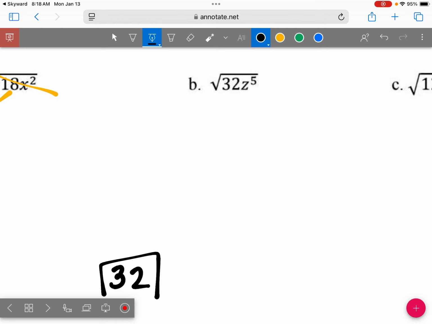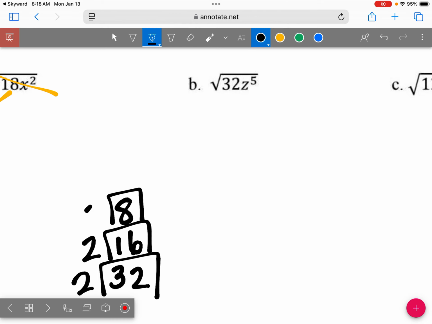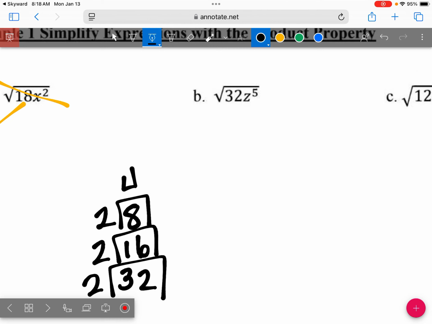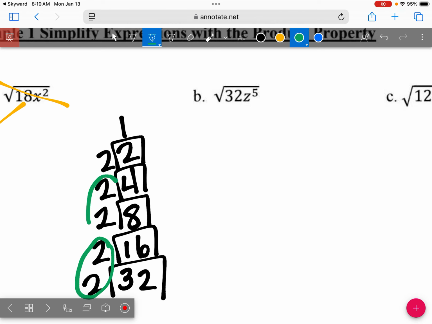So let's review how to do that. We're going to start with 2. 2 goes into 32 16 times. 2 goes into 16 8 times. 2 goes into 8 4 times. 2 goes into 4 2 times. And 2 goes into 2 1 time. So when you don't see a number, that means that the index is 2. So we're going to circle pairs. So we have 1, 2 pairs. So that would be 2 times 2. And we had 1 left out that did not have a friend. So that one has to stay.